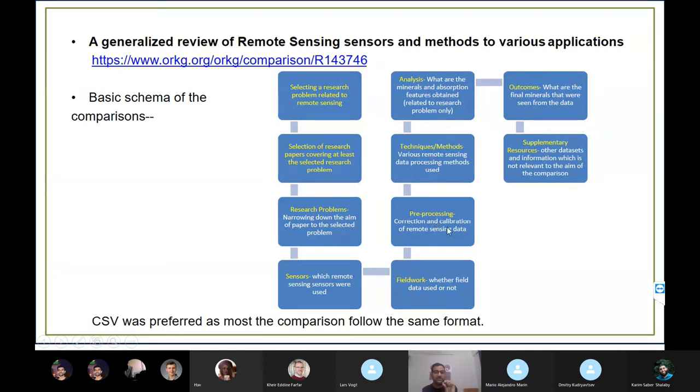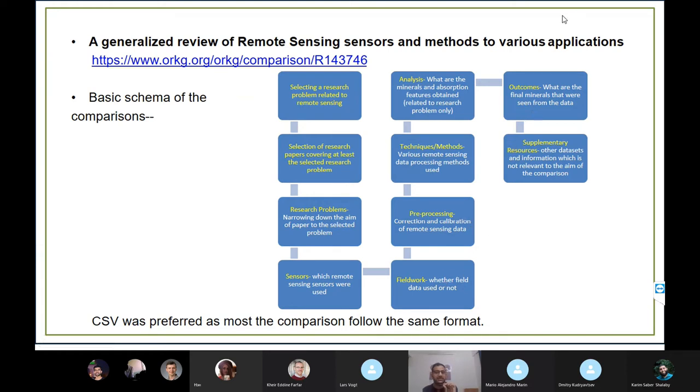So coming to the pre-processing, correction and calibration of remote sensing data, it is also important, and most of the papers just cite the old papers which have used the calibration techniques, but in my comparison I have explained them all. Where the explanation for some techniques is not available, I have provided the link to the research paper or some YouTube videos which can explain these techniques better.